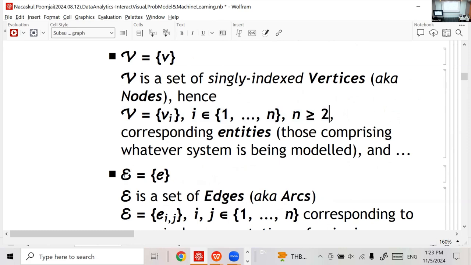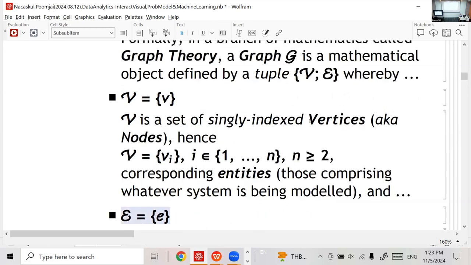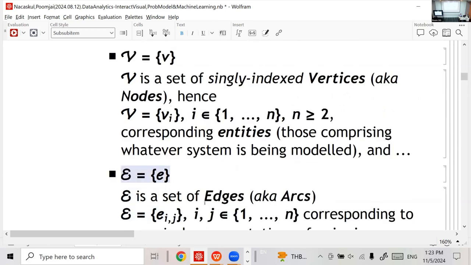Now, the big E is a set of edges. Another word for edges is arcs. Now, they pair it this way. If you use vertex, you should use edge.